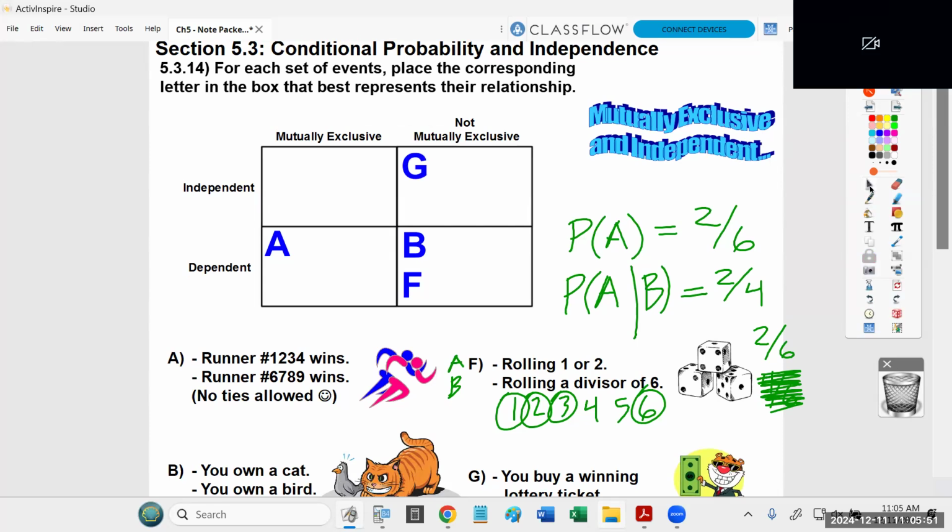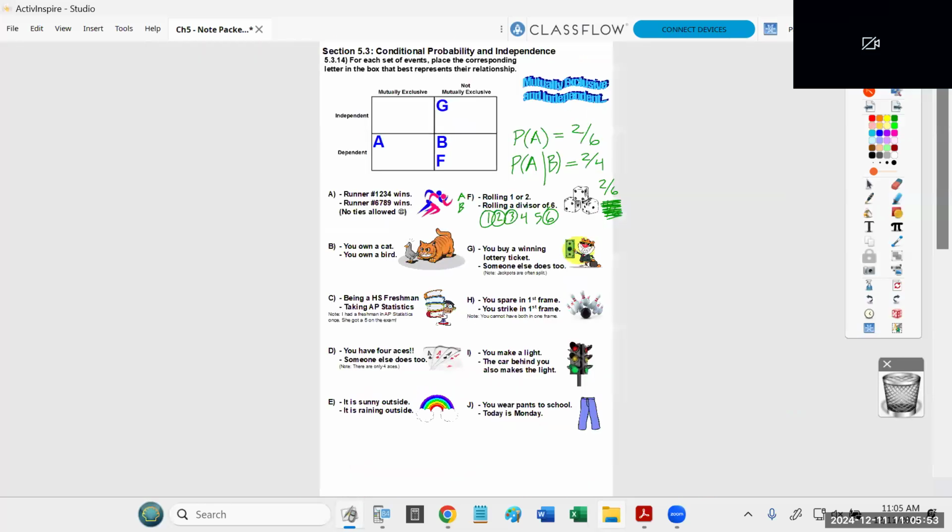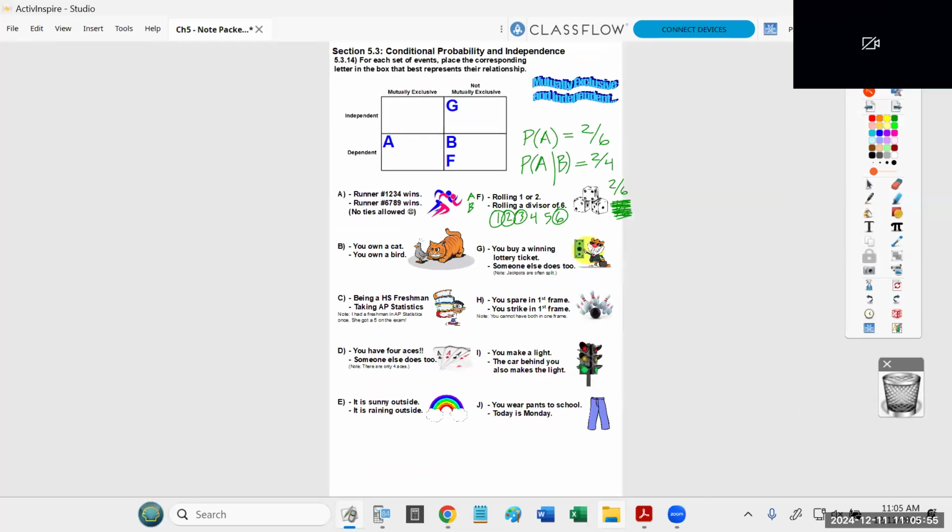Okay? All right. We're done. We're going to finish this page as a warm-up tomorrow with C through J.